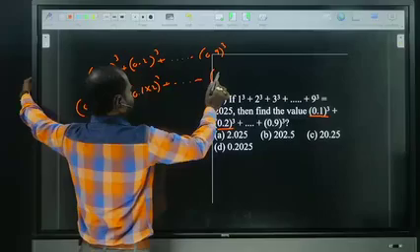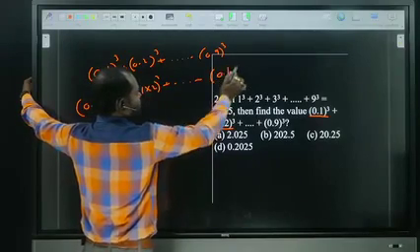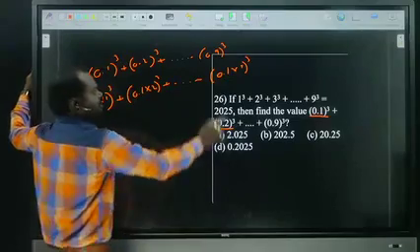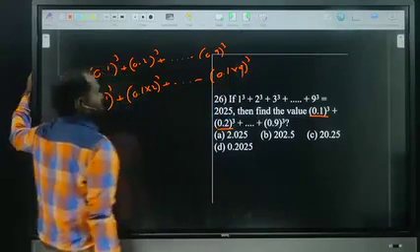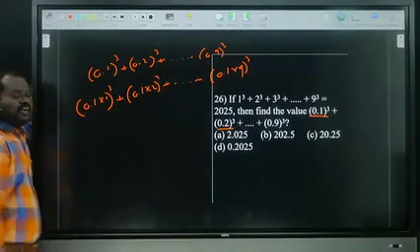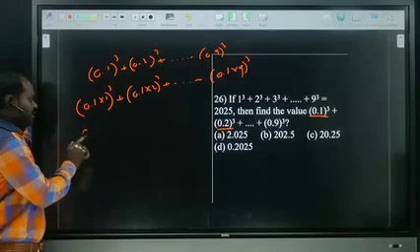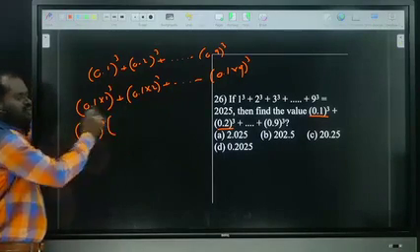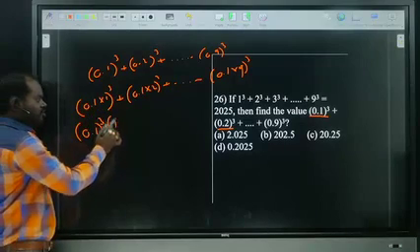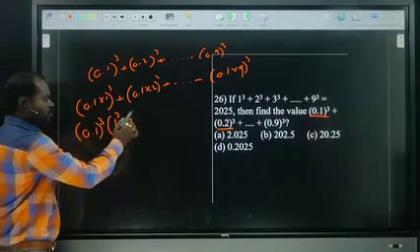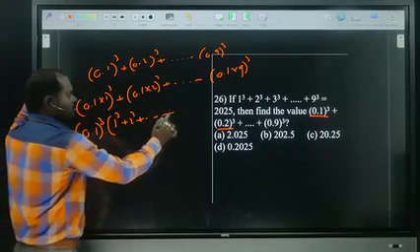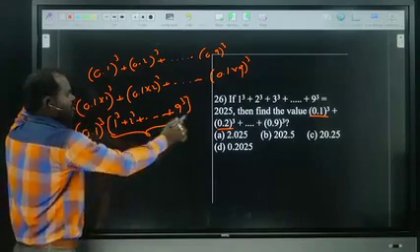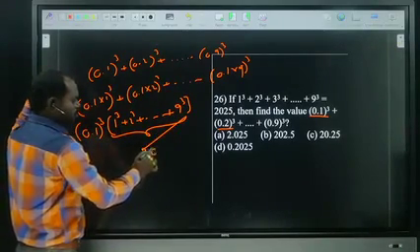This one, how can I break 0.1 into 9 cubes? In all, what is the common? 0.1 whole cube is common. By taking 0.1 whole cube as a common, what is the balance: 1 cube plus 2 cube plus so on up to 9 cube. We know the answer for this one. What is the answer of that one? 2025.